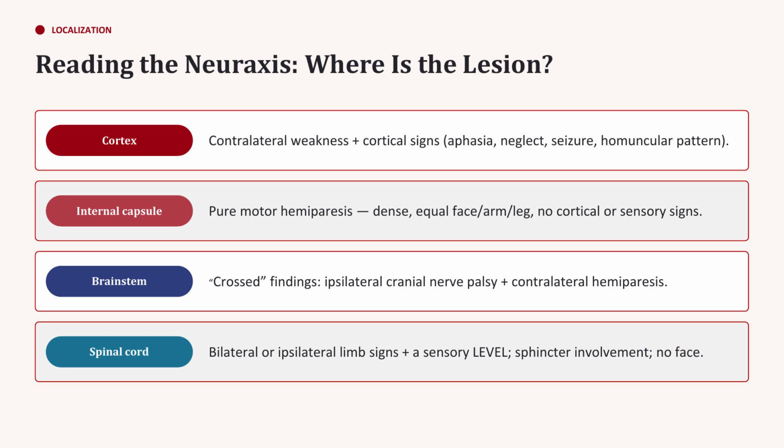And if you find a sensory level, sphincter dysfunction, and limb signs with a completely normal face, you are in the spinal cord because the cord has no face representation. Practice running any vignette down this ladder. The presence or absence of face involvement, cortical signs, crossed findings, and a sensory level will localize almost every case you are handed.